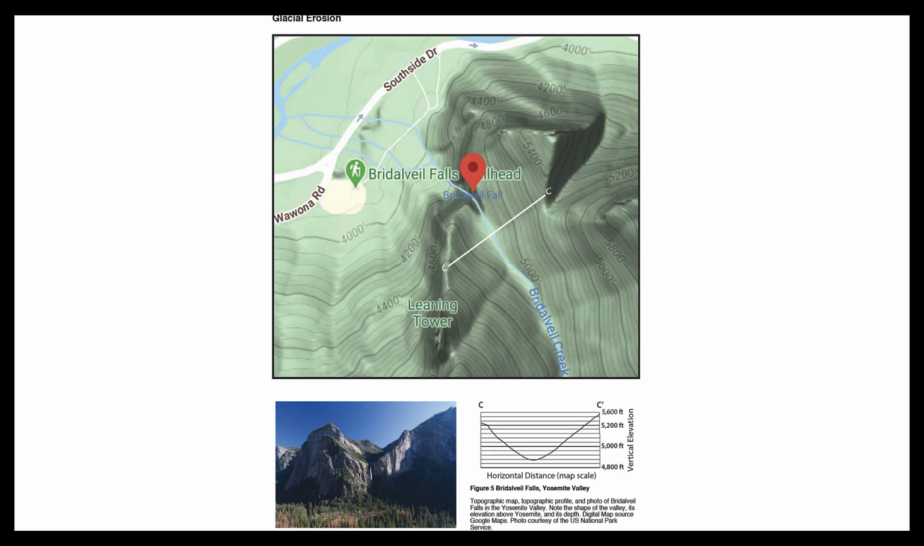Here's a topographic profile across Bridal Veil Falls. It's highlighted in the labs, and you can see it has a particular shape. Bridal Veil Falls is the location of a glacial tributary into the main glacier that was flowing through Yosemite Valley when Yosemite Valley was subject to glacial erosion during the last ice age.